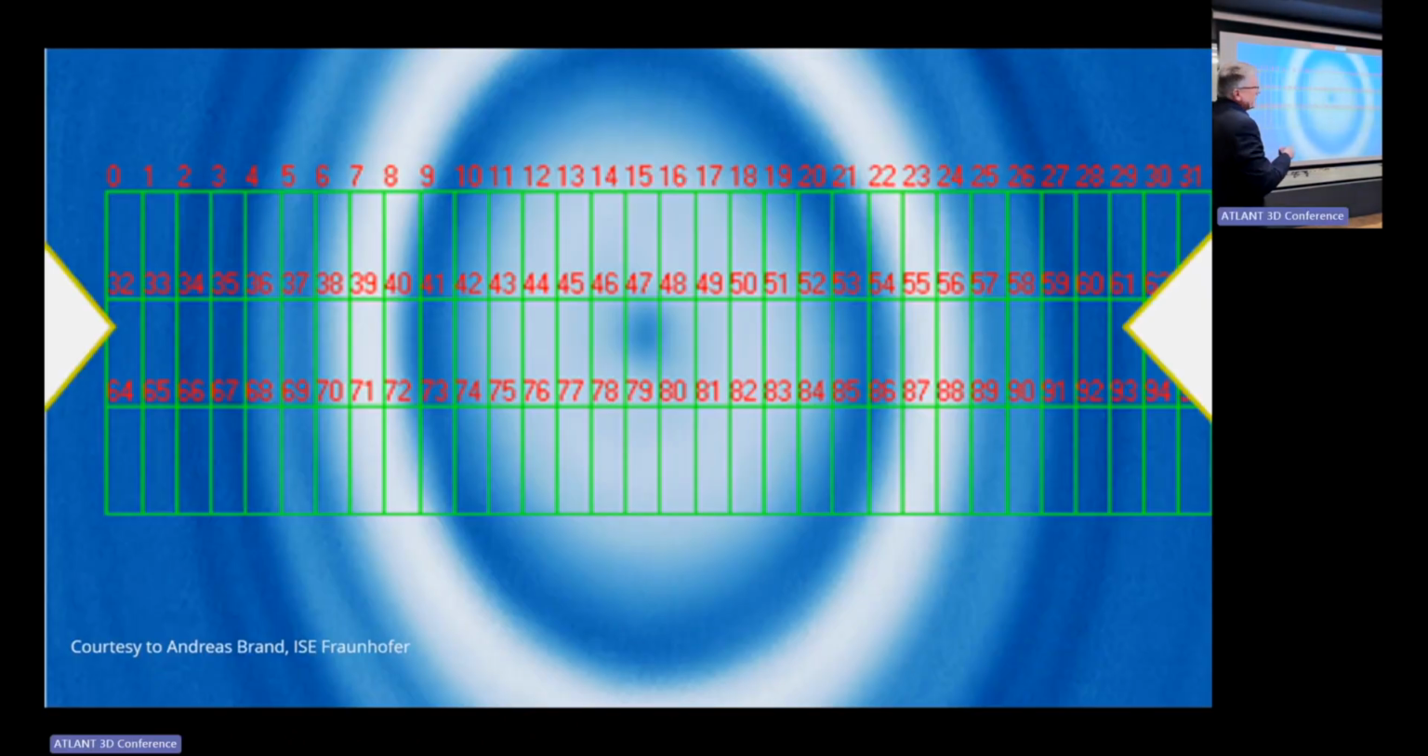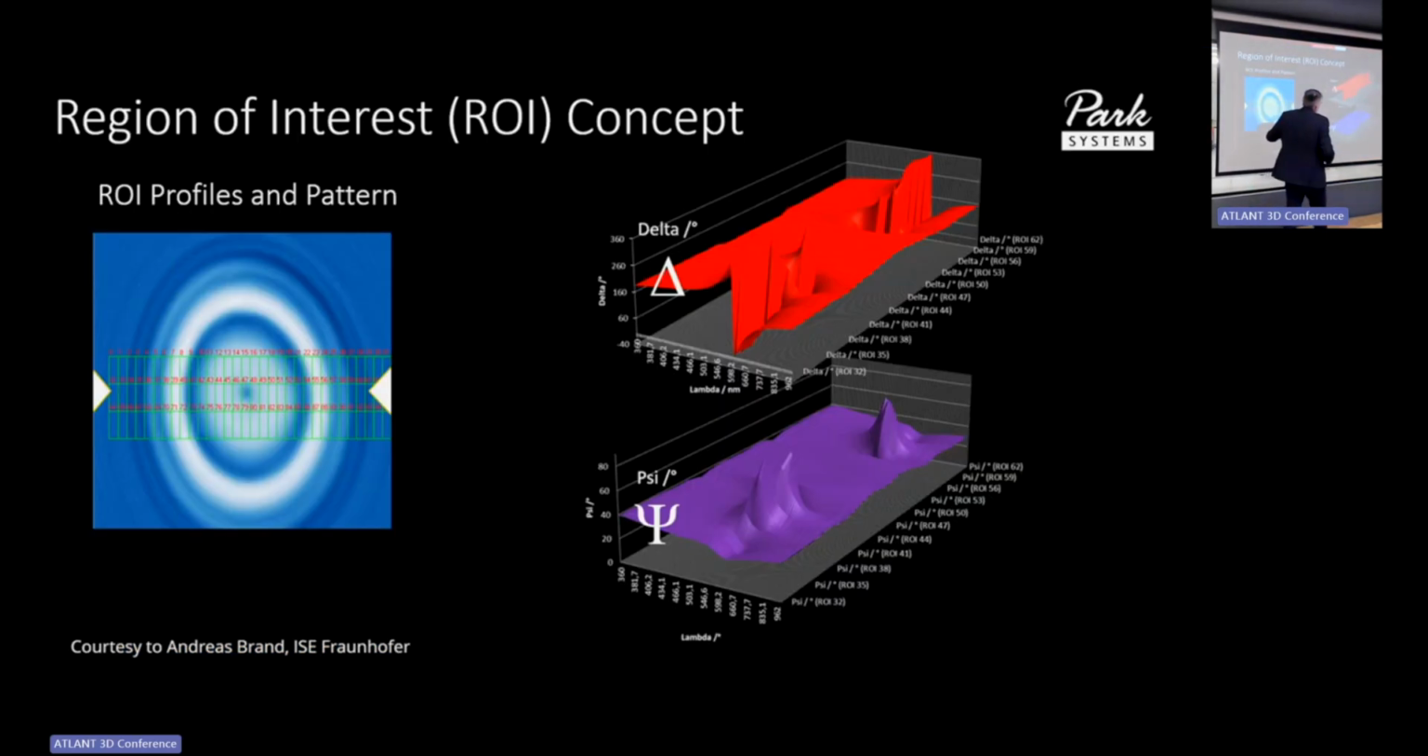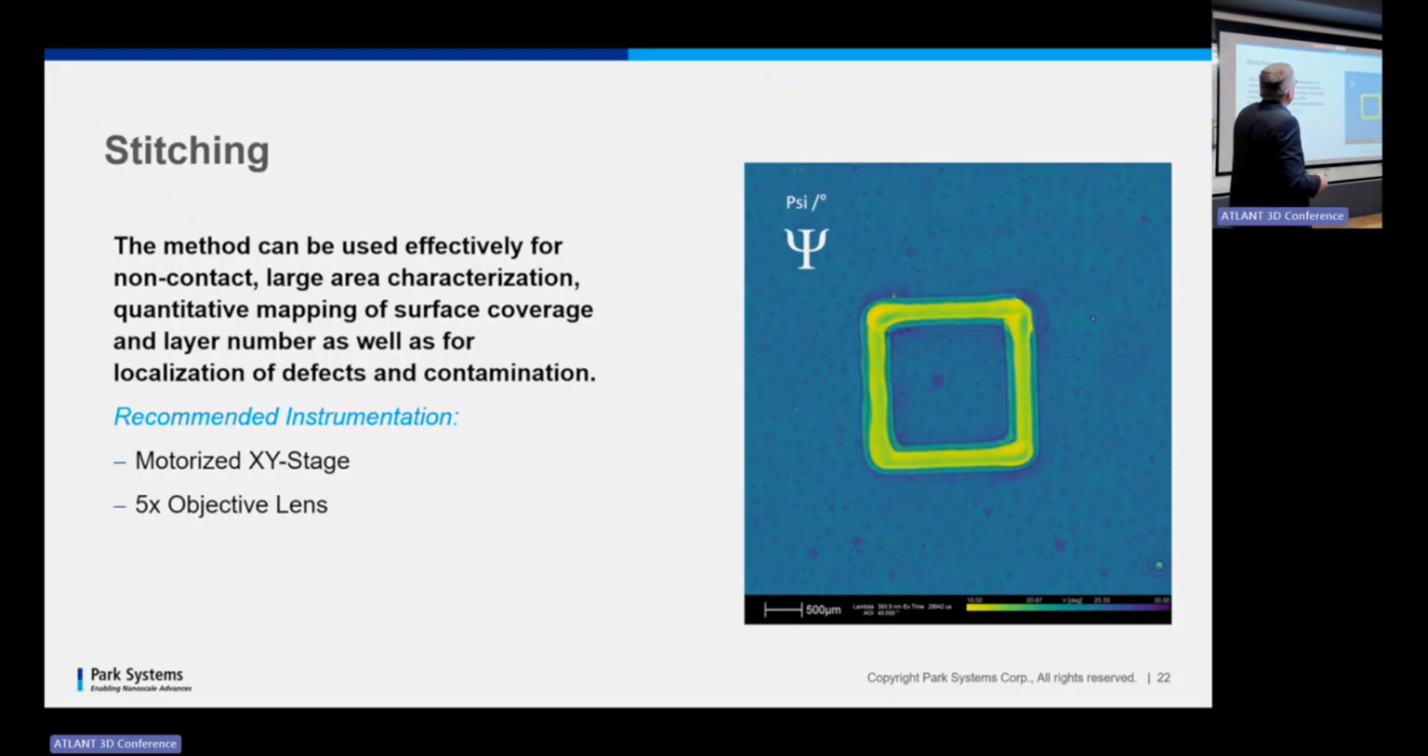And of course, you can go even one step further, make such a pattern so that you get the complete spectral pattern of this, for example, for this line. So you can go even to the next steps and increase the number of data.